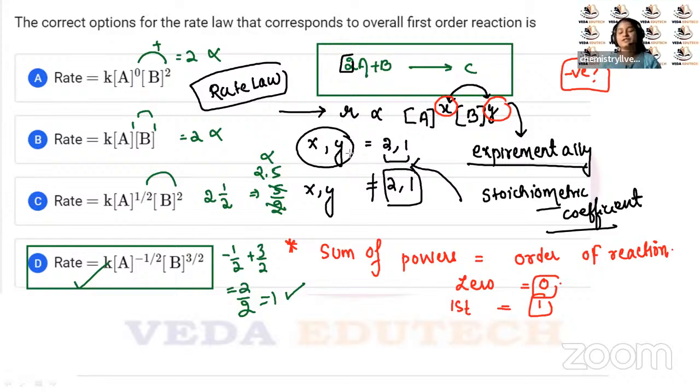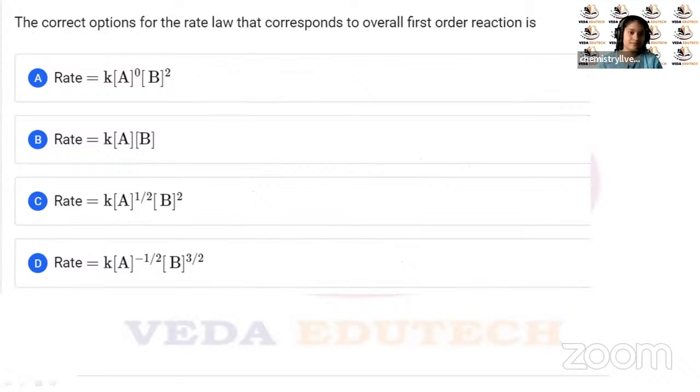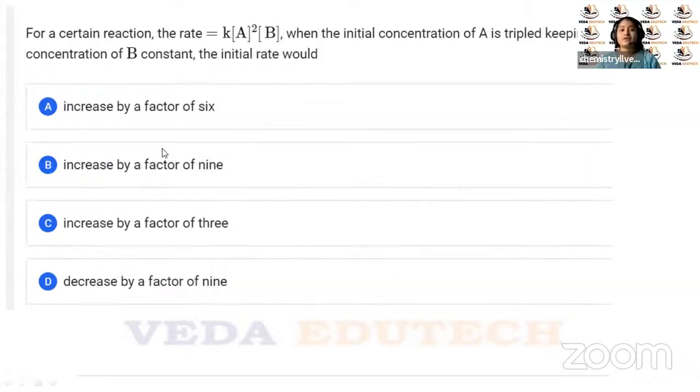I hope everyone understood what order is and what rate law is, and that we always write the order from the rate law expression. So you have to know the rate law expression in order to know the order of the reaction. Okay. So first of all, we'll see the rate law and then the order of reaction. Okay. Let us go to the next question. Next question on your screen, everyone needs to pause it and try it by yourself.